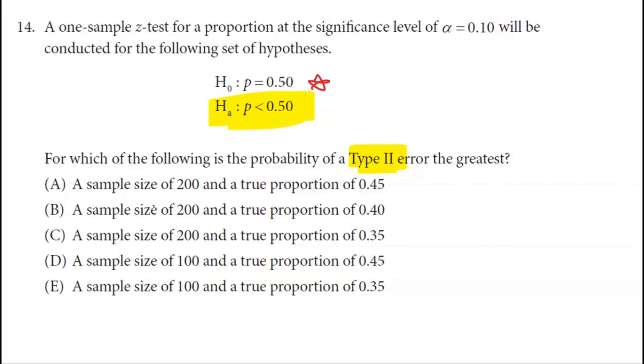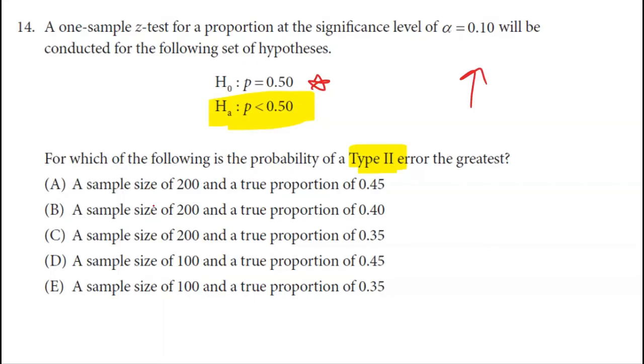Now, this is the complete opposite of power, right? Power, if you recall, is doing the correct thing. The alternative is true, and you properly conclude that. So they're asking me to not have power, and that's bad. They want me to make a type 2 error. So I'm always thinking about the opposite of power. Remember, power is best when you have the big sample size.